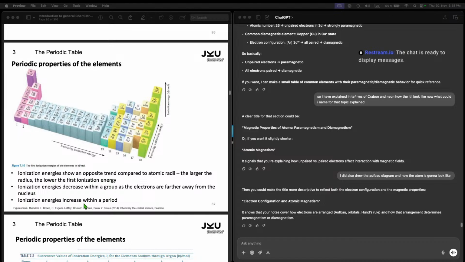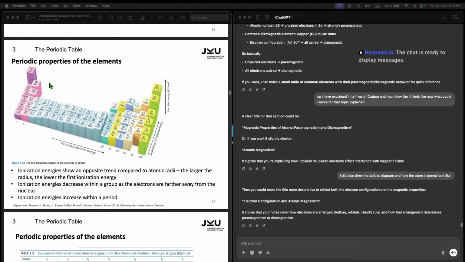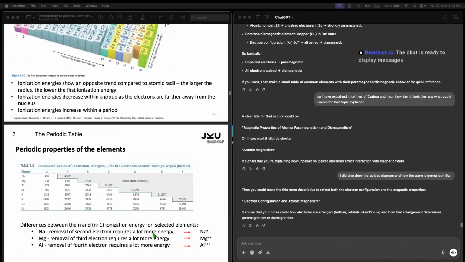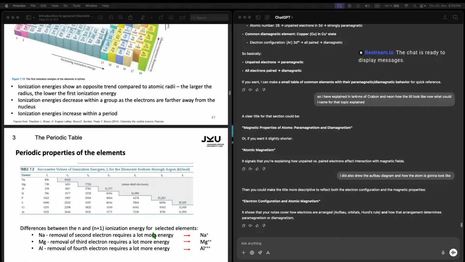What is a period? What? Periodic properties of like elements.